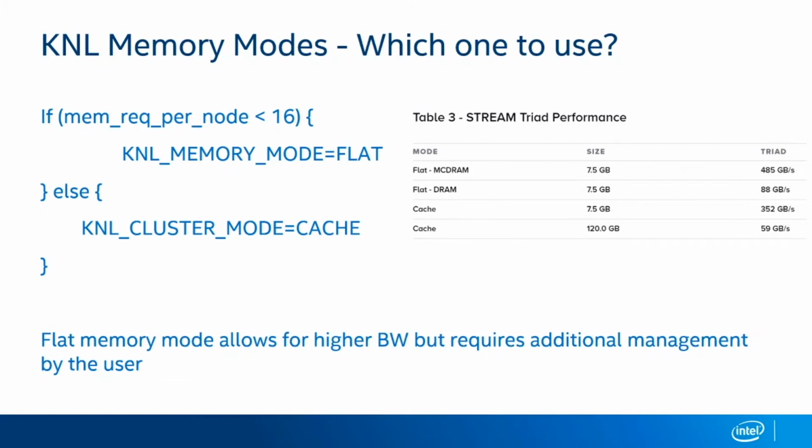If your application uses more than 16 gigabytes, you can also tell numactl to prefer allocations on the MCDRAM and then spill over to DDR if you run out of memory on MCDRAM. Or you can manage your allocations by hand using the memkind library.